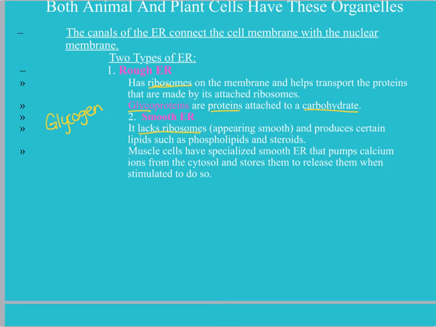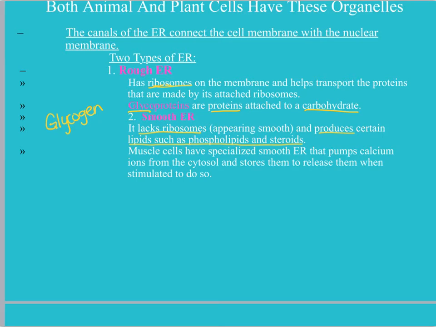And what it does is it makes lipids, like the phospholipids and steroids that make up part of the cell membrane. And different types of cells have different specializations of the smooth ER. One example is muscle cells have smooth ER that pumps additional calcium out. And it also stores it to release it when stimulated. Calcium is very important for muscle function.